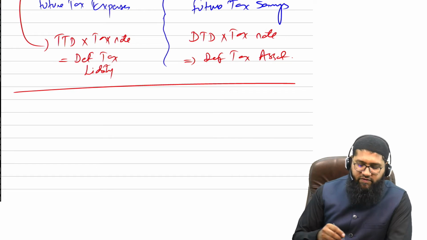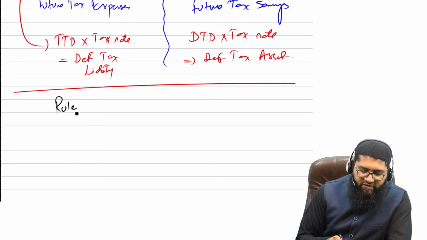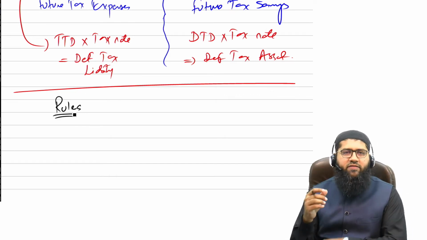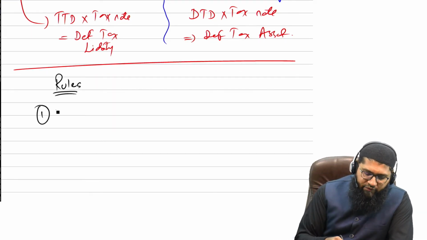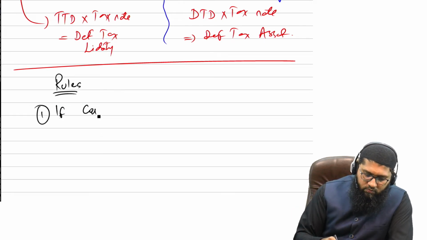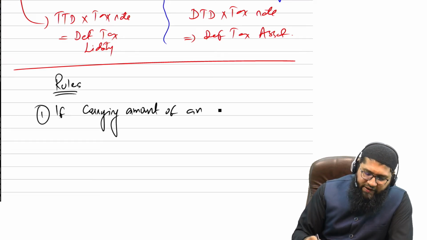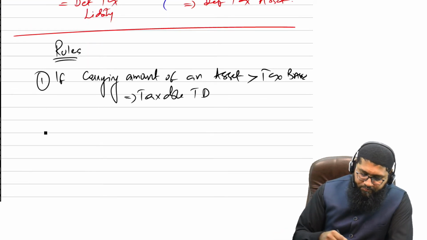The next situation that we have is that we need to understand one thing, which is that there are certain rules for the classification of the temporary differences, how they could be taxable, how they could be deductible. So always remember, number one, if the carrying amount of an asset is greater than its tax base, it's a taxable temporary difference.